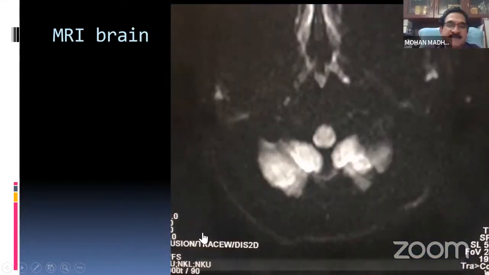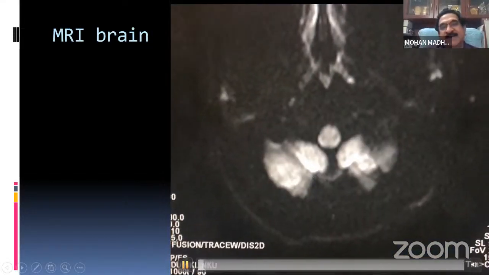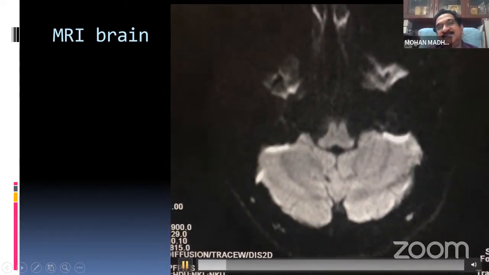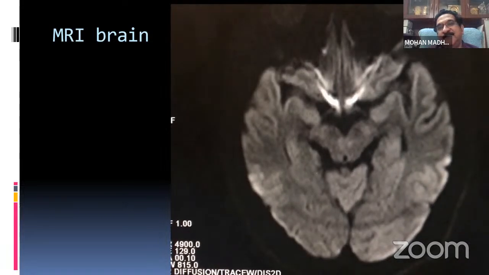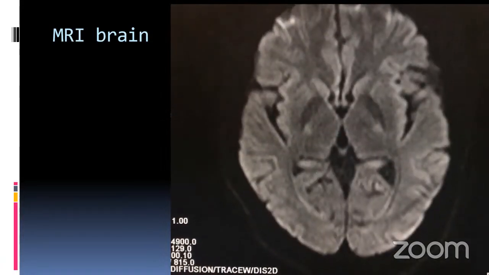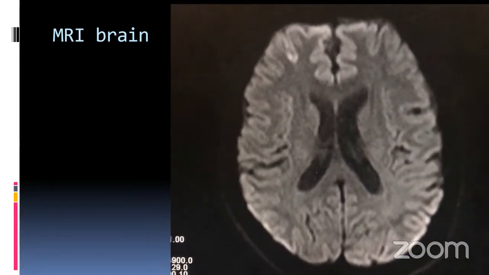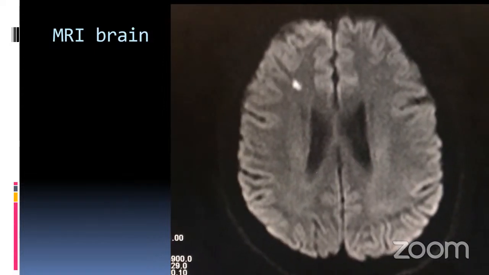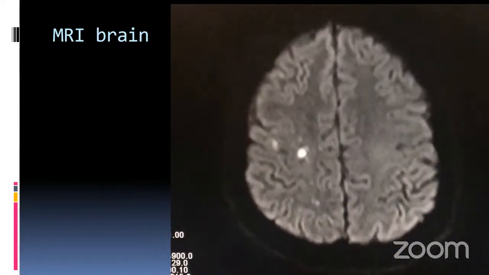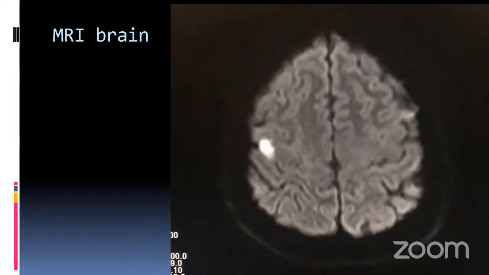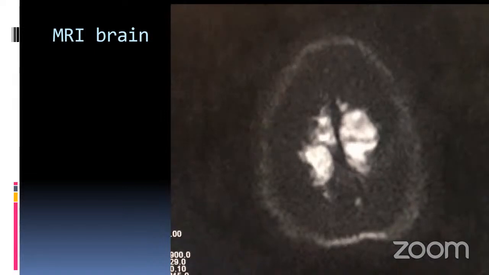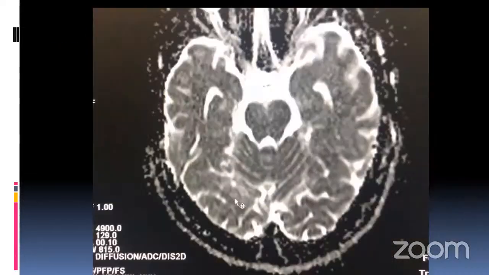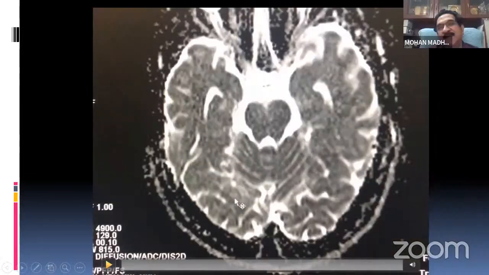So, Joy wanted an MRI. The MRI was taken. The diffusion shows restriction in part of the area. This is the ADC map.